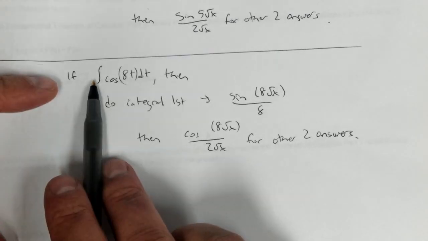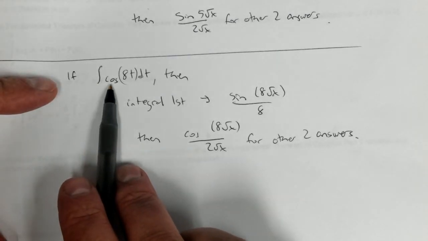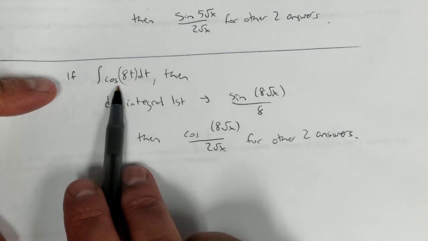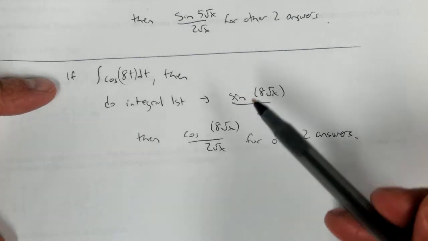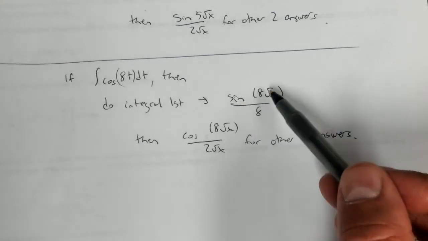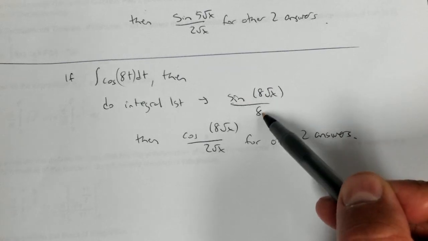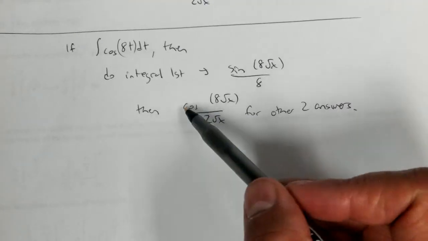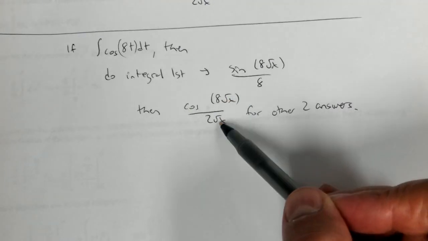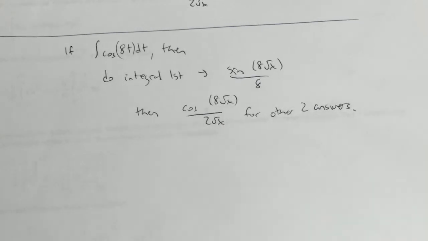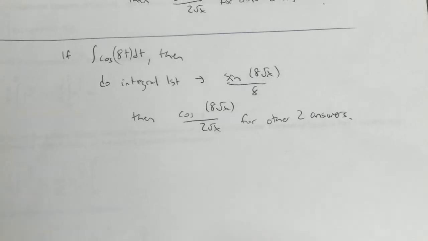And then on this one, again, similar to the cosine 15, if we do cosine of 8, then we get positive sine 8 square root of x over 8. And then cosine 8 square root of x over 2 square root of x for the other two answers. So hope that part helps. And then also we'll get into more, including the area question.